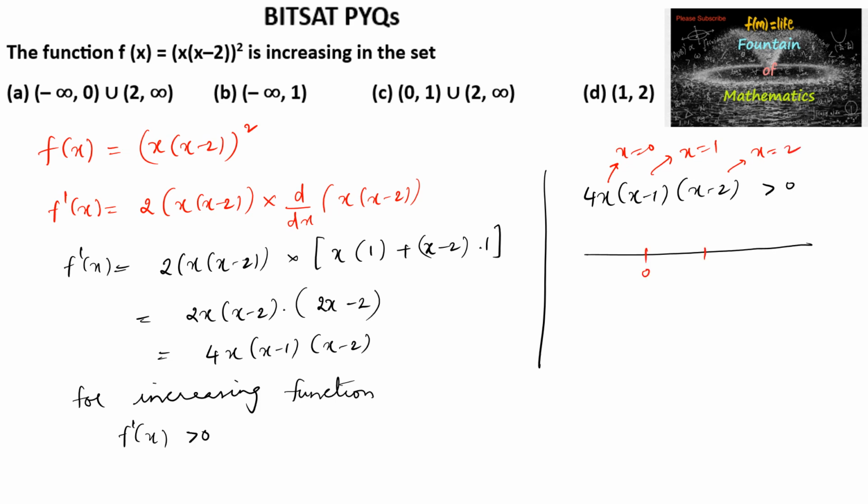So we can take 0, 1 and 2, and by taking the wavy curve, from minus infinity to plus infinity, here we can say that the curve is positive in the region 0 to 1 and 2 to infinity. So we can go with an option for x belongs to (0, 1) union (2, infinity), the curve is increasing. So we can go with option C, 0 to 1 and 2 to infinity.